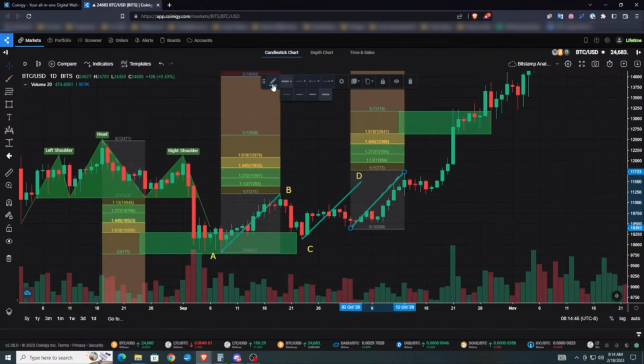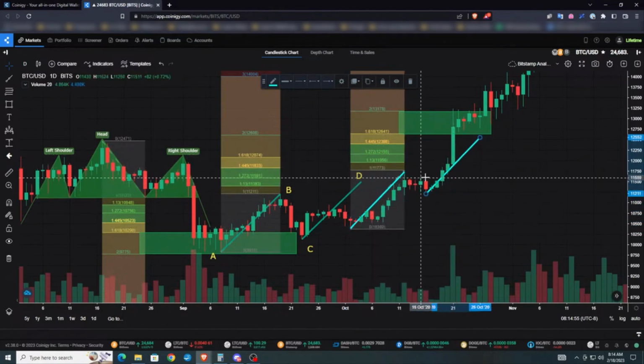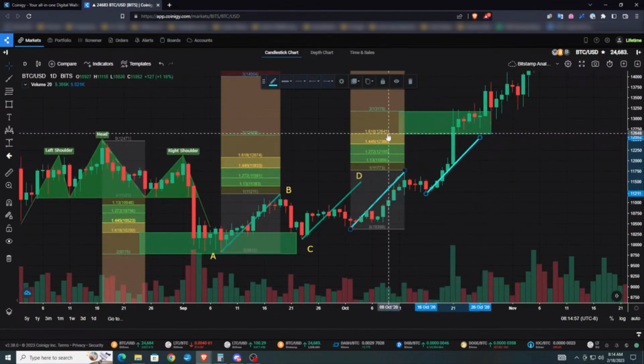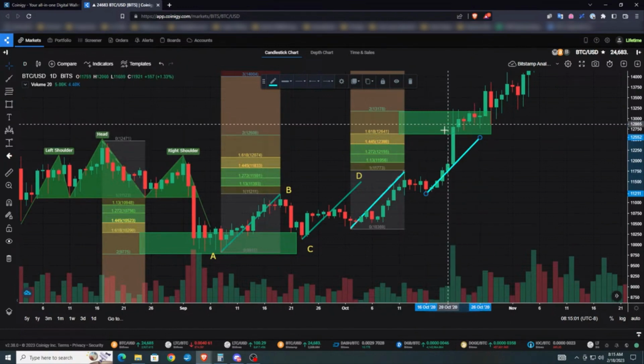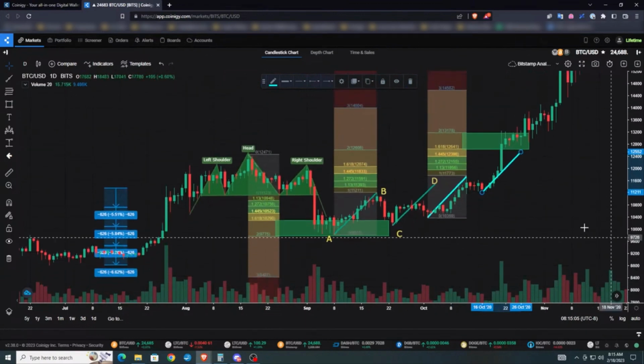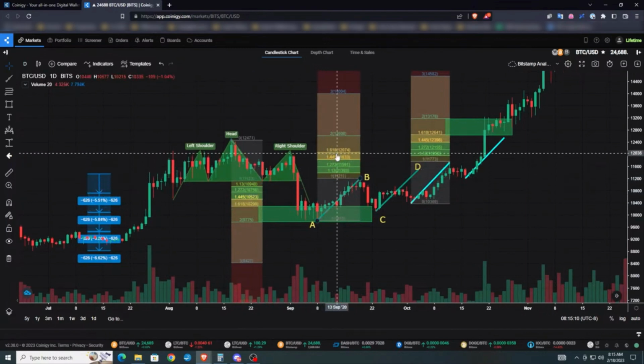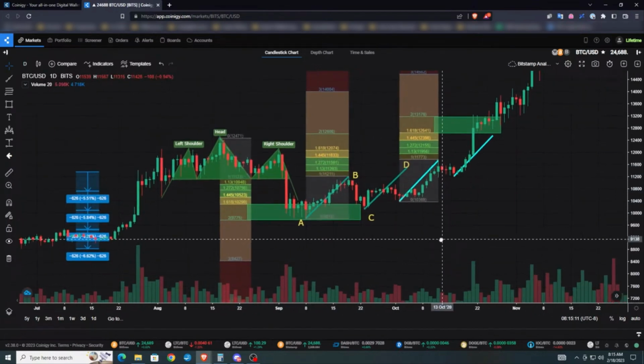Maybe let's paint this, I don't know, teal. And we clone that. And you notice that this A, B, C, D actually lines up nicely with the 1.618 extension level. Right into that parking garage. So there's another way for you to use this Fibonacci tool. These are what are called Fibonacci extension levels.